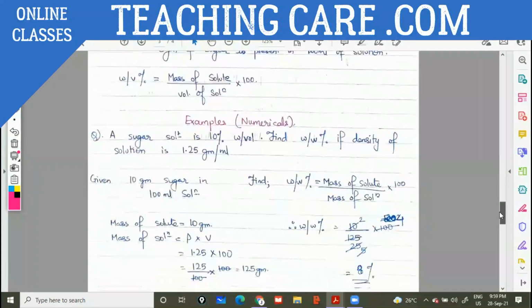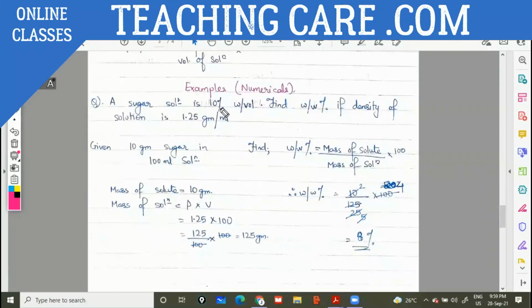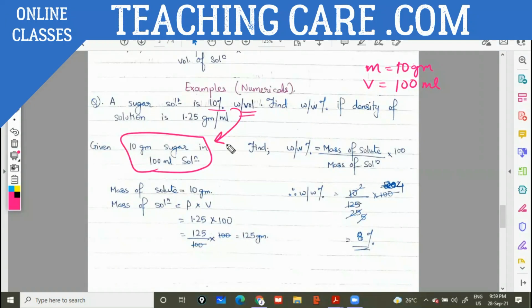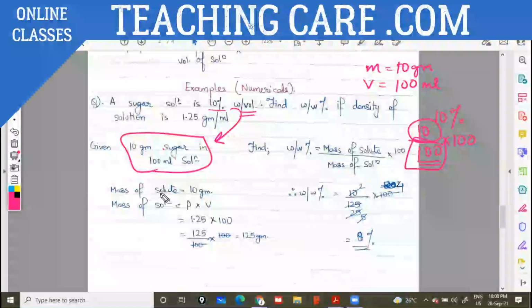No issues. Okay. Now, see here. My sugar is given as 10% weight by volume. It means the mass of the sugar is 10 grams, and the volume of the solution given is 100 ml. From this statement, we get this, right? Yes or no? Yes, ma'am. 10% is what? 10 upon 100 into 100 only is your 10%. So my volume of the solution is 100 ml and my mass of the solute is 10 grams. Clear? Mass of the solute is 10 grams.